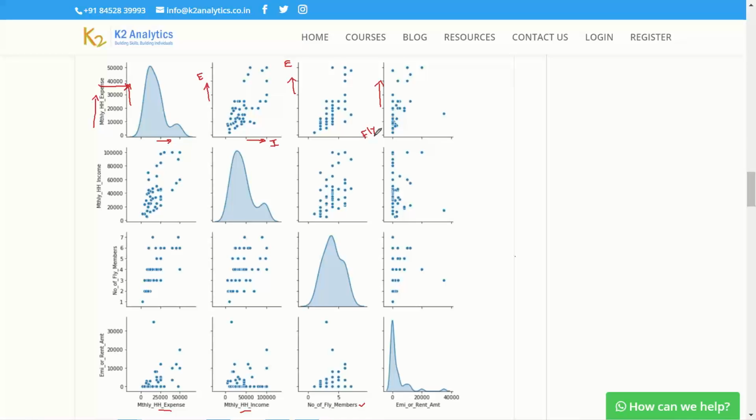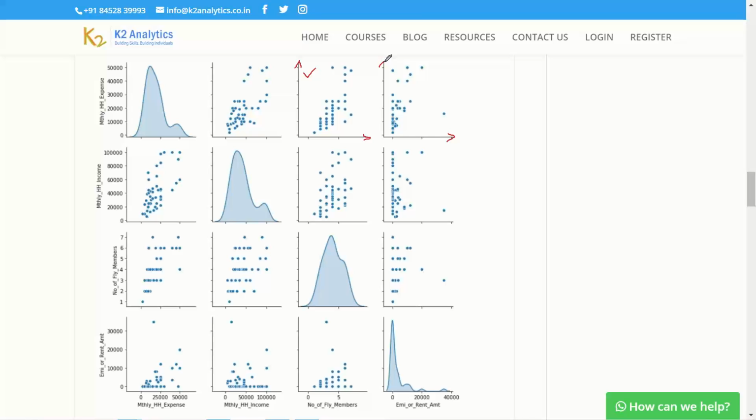First thing is understanding the XY axis. Once you have understood the XY axis, you have to focus on each chart. When I focus on this chart, I can see that as my number of family members are increasing, the dots are going on the upper side, which is expenses increasing. So visually, my hypothesis is proven. Bigger family size will have more expense. Now the next one, EMI or rent.